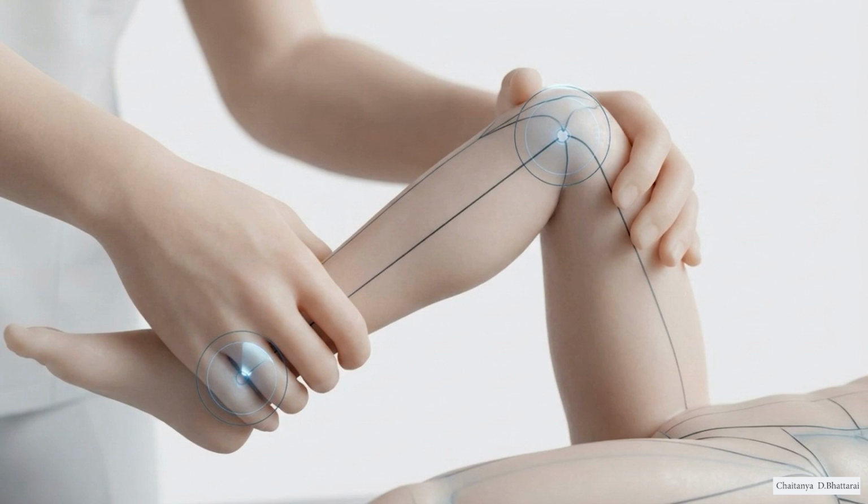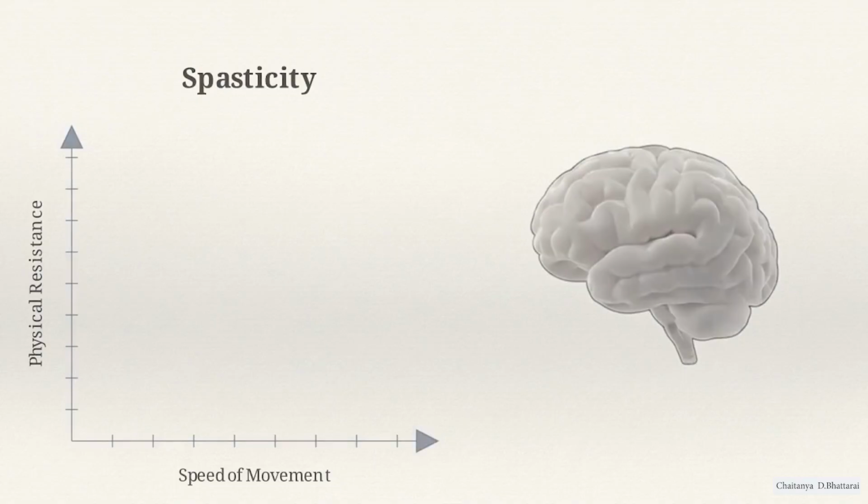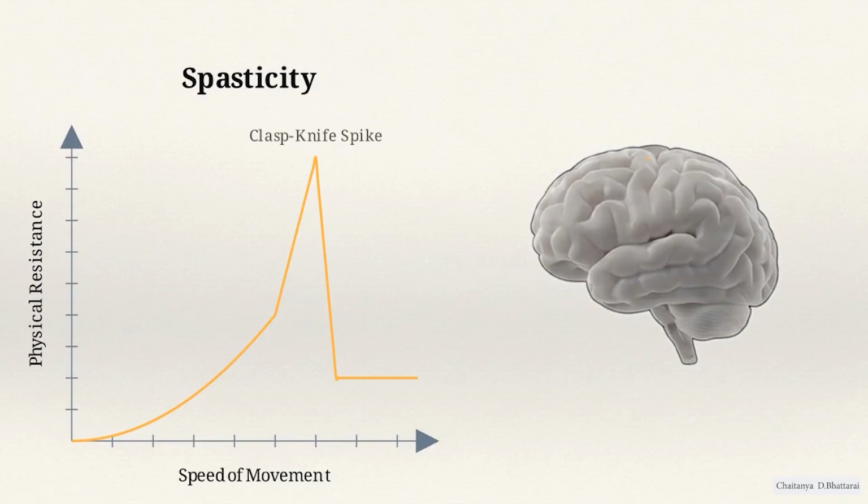During the dynamic phase, you passively move the patient's joints to test the natural resistance of the muscle tone. The specific quality of this resistance indicates which brain tract is affected. Spasticity is defined by speed-dependent resistance. The faster the limb is moved, the more it resists, often resulting in a sudden clasp knife spike. This finding points to a lesion in the pyramidal tract, which is responsible for voluntary movement.